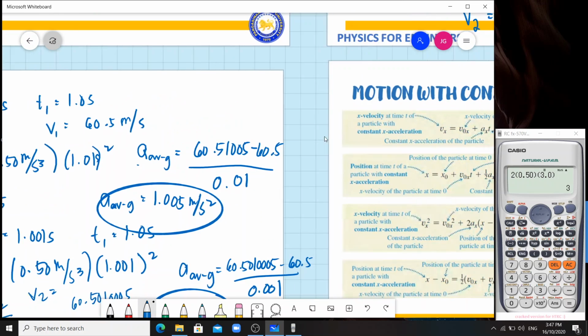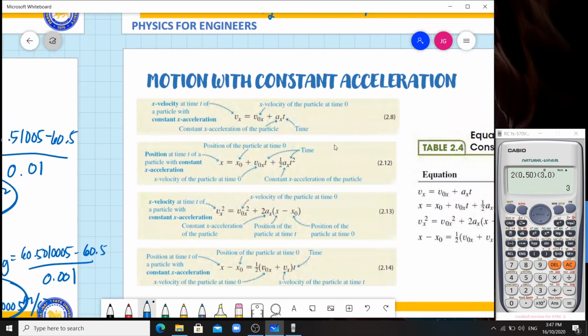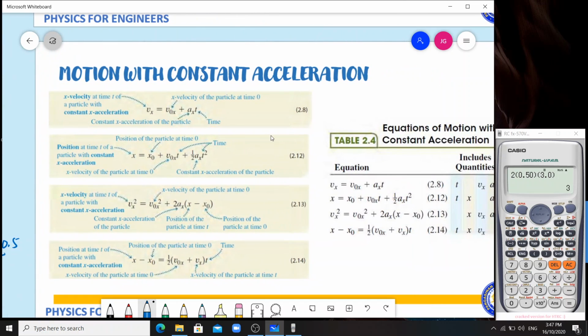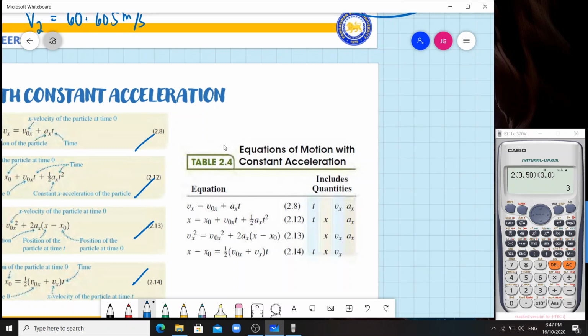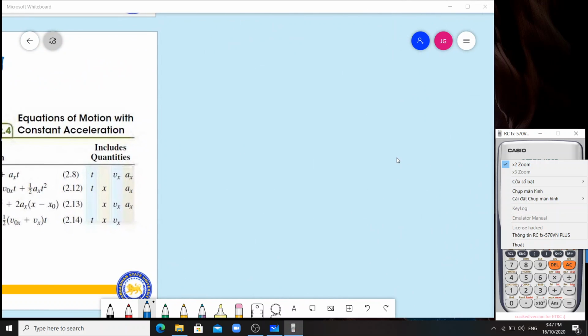So, next, dito na tayo sa motion with constant acceleration. Okay, so we have here 1, 2, 3, 4. 4 formulas. Okay, 4 formulas to memorize, or you just have to understand how it was derived. Okay, so guys, i-solve natin siya para maintindihan nyo kung saan galing.